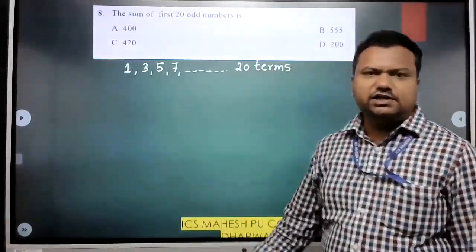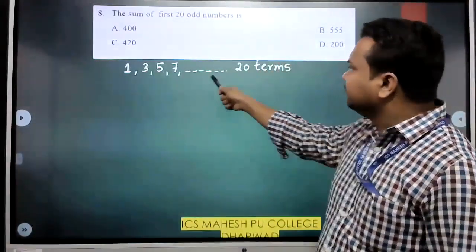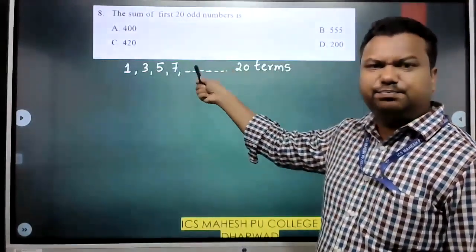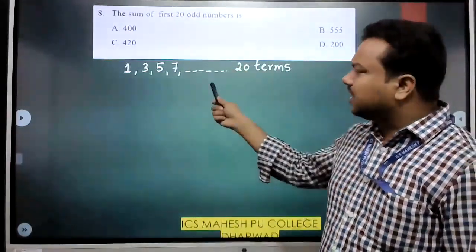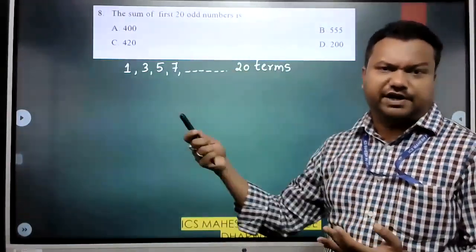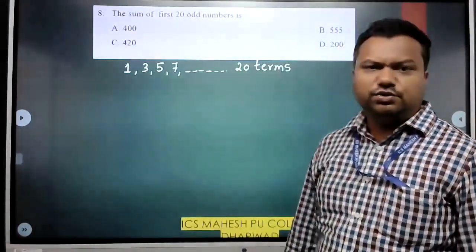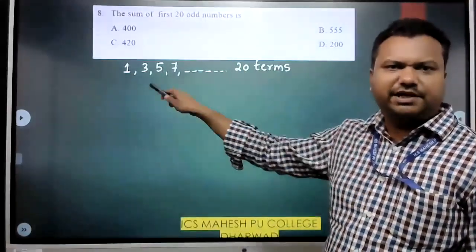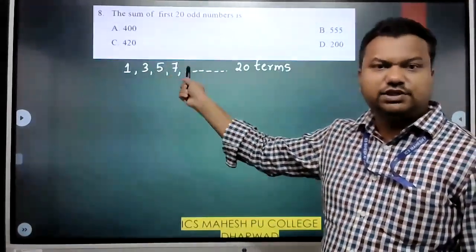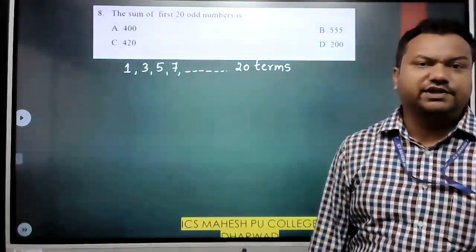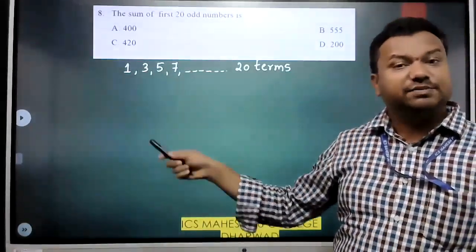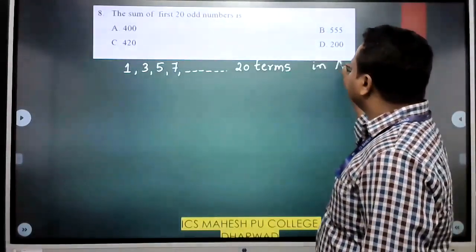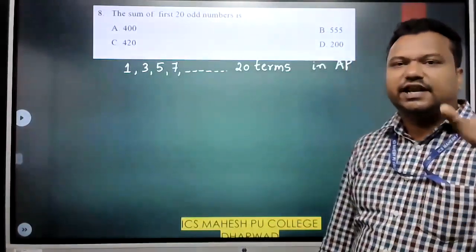So let us understand. To find the sum of odd numbers, we need to take care first which progression it is, isn't it? Because after the progression, the sum to n terms will be defined. Now from the observation, don't you think there exists a common difference between any two consecutive terms? 3 minus 1, 2. 5 minus 3, 2. 7 minus 5, 2. So definitely the common difference is 2. As it is a common difference, it must be in AP. Therefore, let me take this series is in AP.